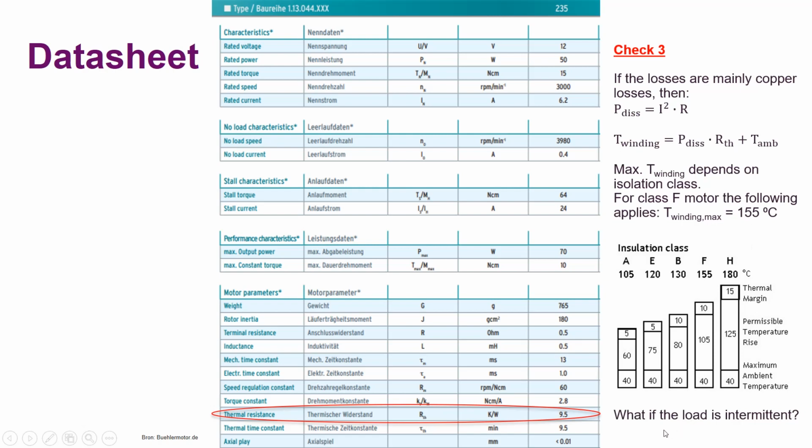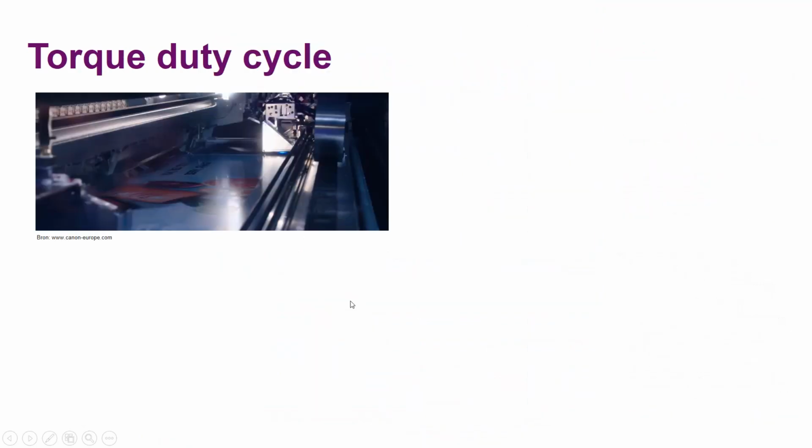Okay, but what if the load is not a constant load but is intermittent? Well, let's look at an example of an intermittent load. It's an example from the printing industry where we have a sheet over here which is printed. So the sheet is transported in this direction, so it makes a step, then it stops, then the print is made by the carriage movement, then the carriage stops, then the paper moves again, then the carriage moves again. So we have this situation in which we print, we step, we print, we step, etc.